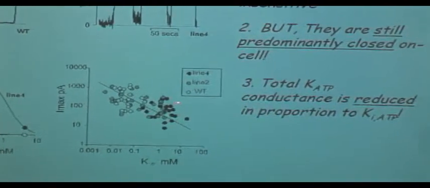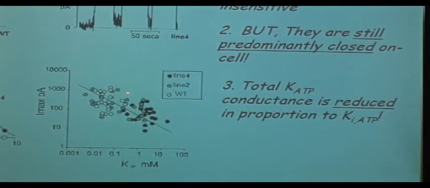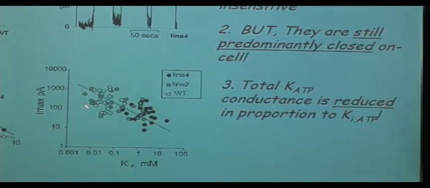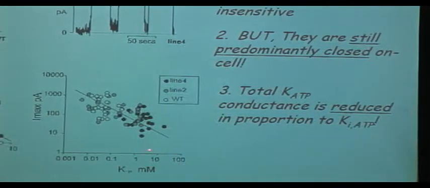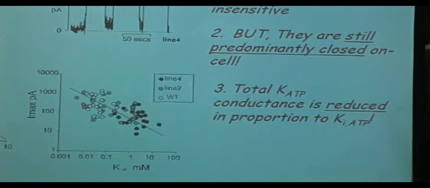There is one twist to this, which is that as the ATP sensitivity is reduced in these different lines, the white shows wild type patches, the gray shows intermediate expressors, and the black shows the highest expressing lines. There is a negative correlation between the K1/2 and the current density. What this says is that there is also some dominant negative effect of these transgenes, which is that as more and more of them get incorporated into the surface and make the channels less sensitive to ATP, they reduce the overall density.